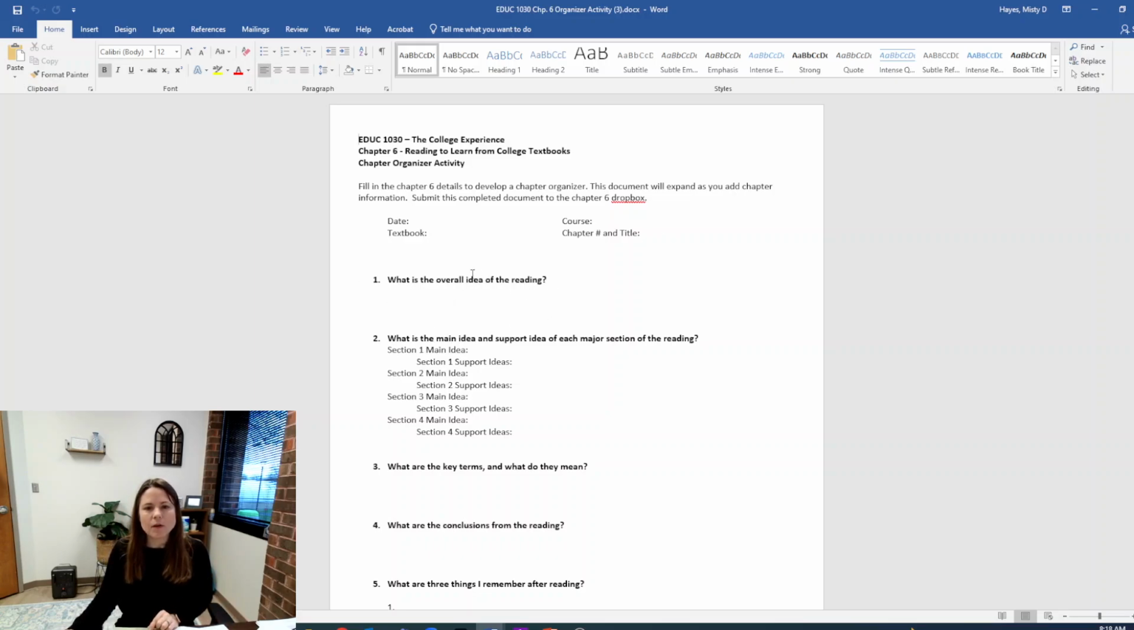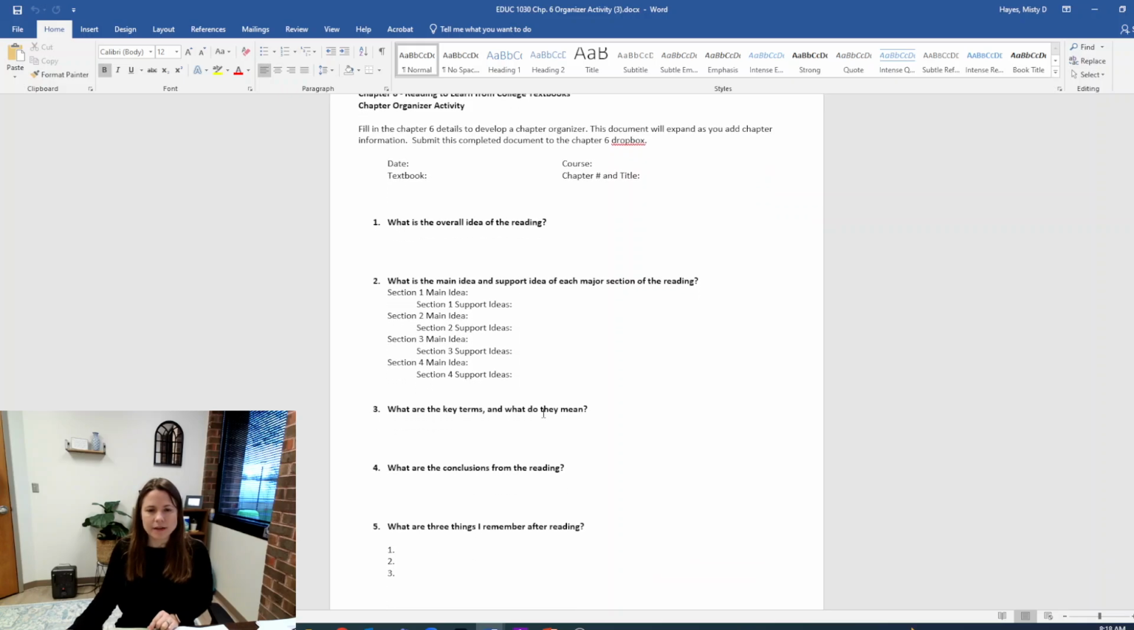Then you're going to tell me what the overall idea of chapter 6 is. Then you're going to put any main ideas and supporting details down that you found. So these are the main topics or the main heading. Now, just a tip, remember, the main headings or main ideas are usually that bold face type, which is green in our textbook. And then any supporting ideas that go along with it. And then any key terms. So this is any terms or definitions that it gives you that you may need to know and tell me what they mean. So you're going to define them.